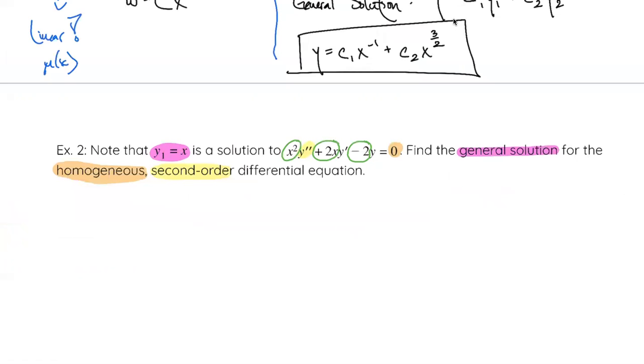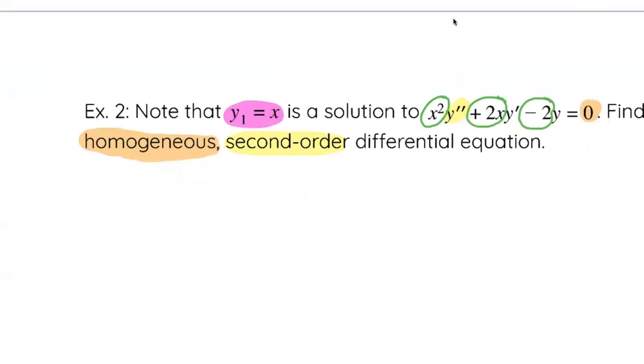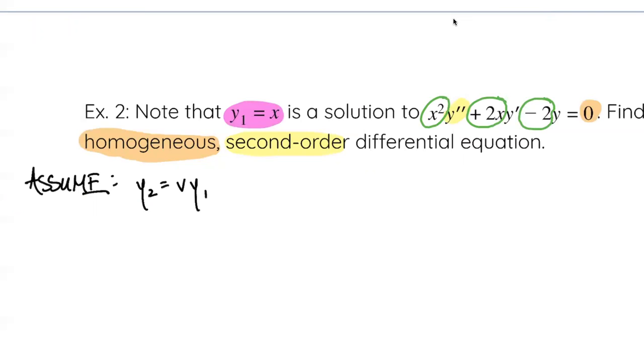All right. So let's make some assumptions. We're going to assume the following. We're going to assume that y2 equals v y1, or rather the product of a function and the first solution. So in our case, y2 is just Vx, right? That is our assumption that we are now going to build everything off of.